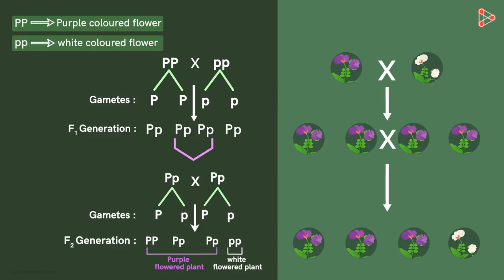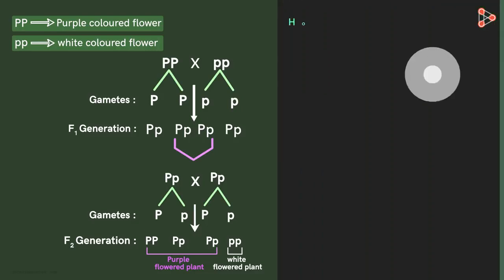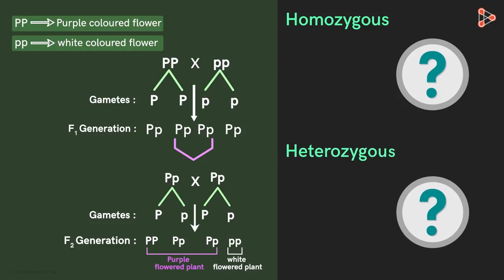Dominant genes are those which are expressed in both homozygous and heterozygous forms. On the other hand, recessive genes are those which can be expressed only when present in homozygous form. Hold on. Any idea what we mean by homozygous and heterozygous?